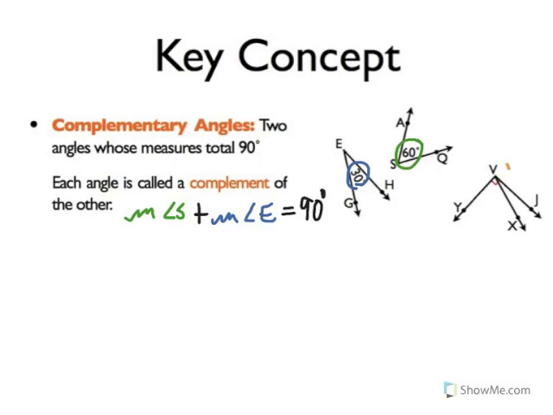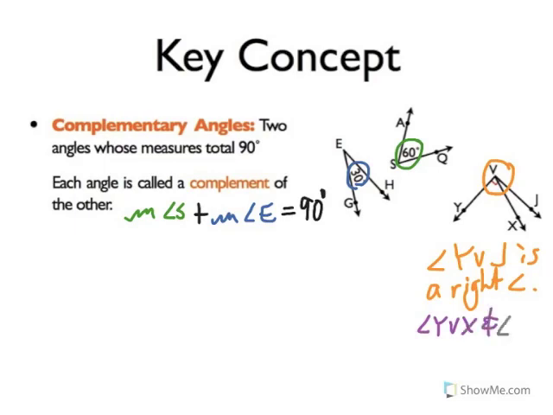Also, notice over here that we have a right angle. That red box means that angle YVJ is a right angle. And because of that, we know that angle YVX and angle XVJ are complementary angles. And that's simply because they form a right angle, their measures have to total to 90 degrees.